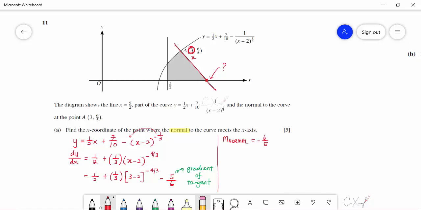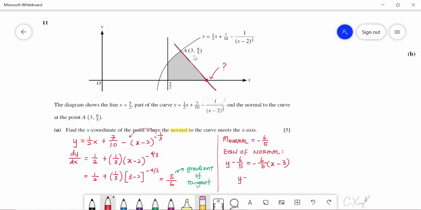All right, so now you have the gradient of normal. You have the passing point on the line of the normal. Therefore, you can form the normal equation very easily. Okay, so now I will form the equation of normal here, where it is y minus the point y1, which is 6/5. So this particular point A is the passing point on the normal equation. So y minus y1 equals m times x minus x1.